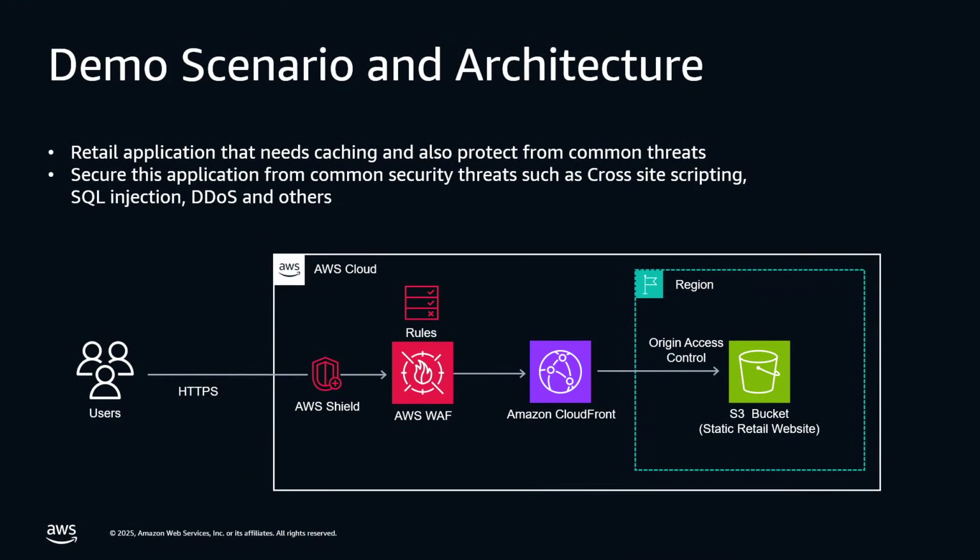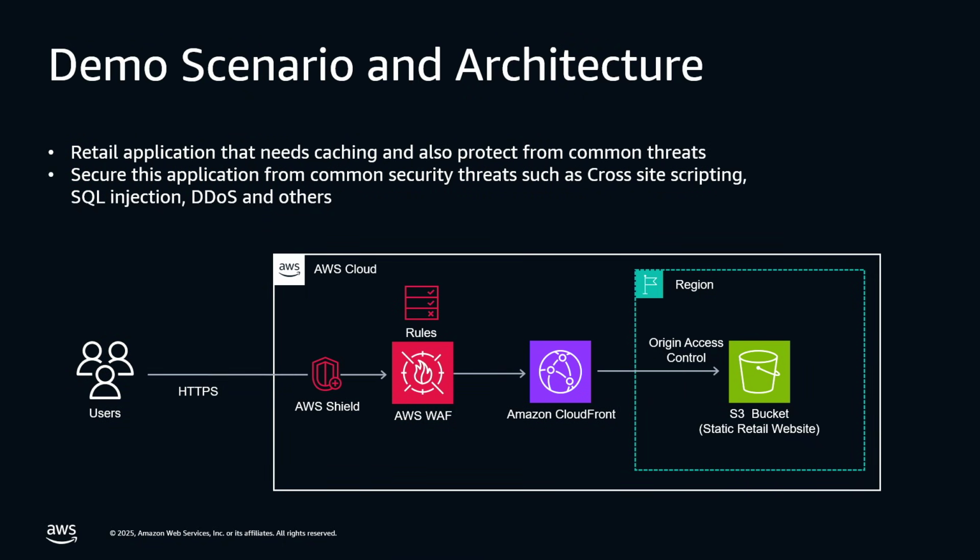So let's look into our demo architecture. We have a fairly simple architecture here. We have a static retail Secure Shop website hosted on Amazon S3. It's called Amazon S3 Origin. And then our goal here is to implement caching and some of the security protections, such as protection against DDoS attacks, SQL injection, cross-site scripting, and so on.